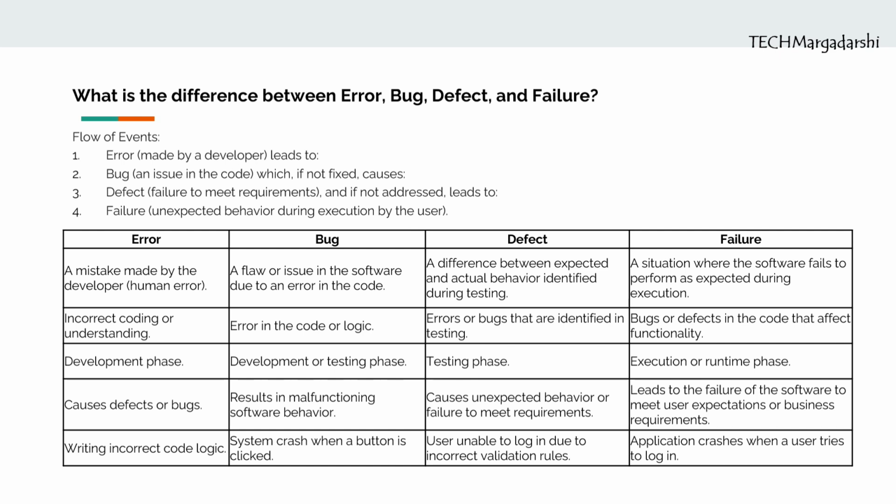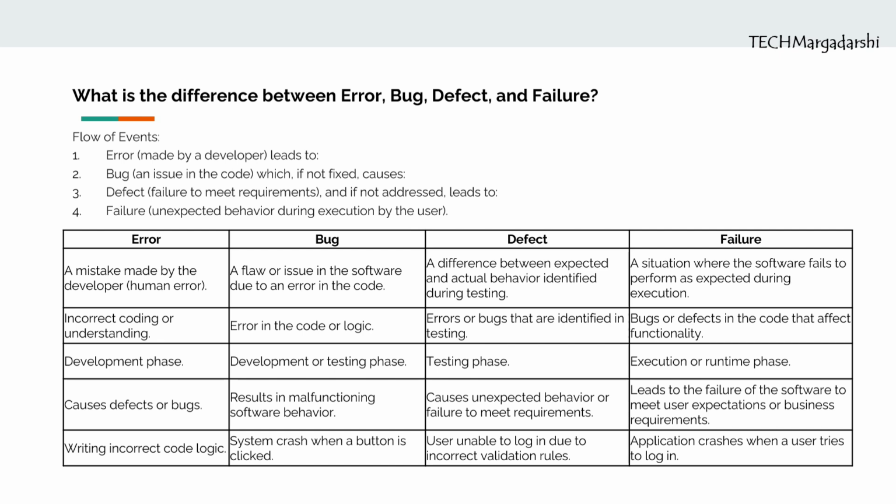Error, incorrect coding or misunderstanding. Bug, error in the code or logic. Defect, errors or bugs that are identified in testing. Failure, bugs or defects in the code that affect functionality. Error, development phase. Bug, development or testing phase. Defect, testing phase. Failure, execution or runtime phase.